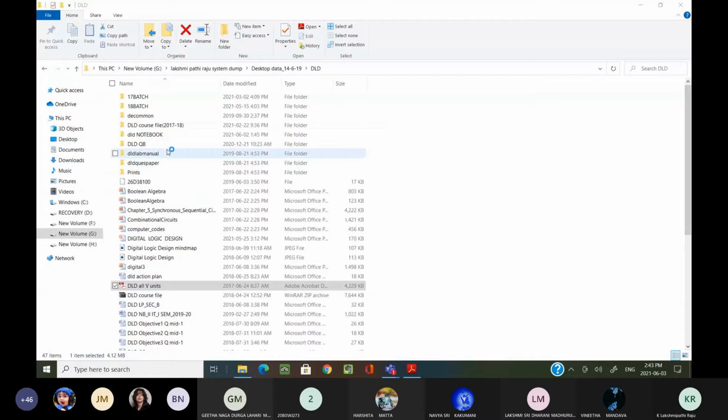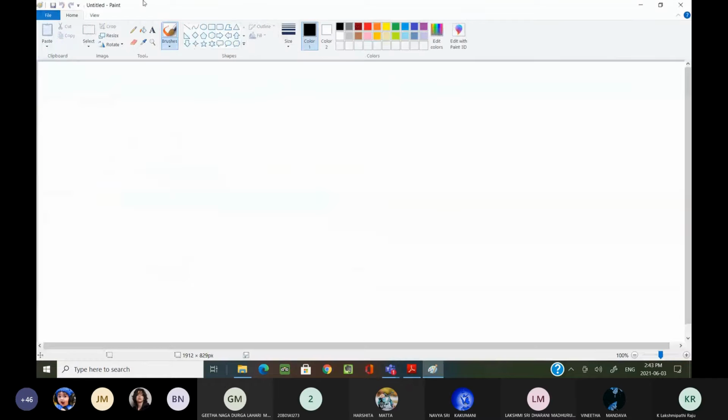How are we writing that logical expression? Can someone unmute and tell me how we are writing? I am writing the logical expression for AND gate. What is the logical expression for AND gate?